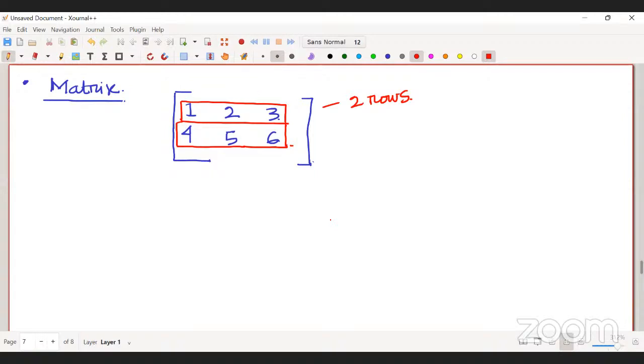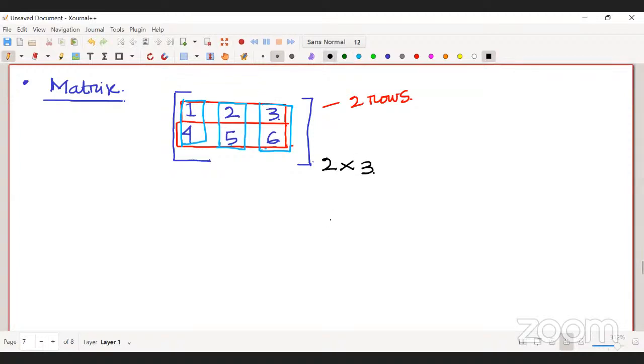And what about the number of columns? Similarly, you can see this matrix has 3 columns. This is the first column, this is the second column, and this is the third column. Since this matrix has 2 rows and 3 columns, using rows and columns we assign an order to this matrix. So this is a matrix of order 2 cross 3.